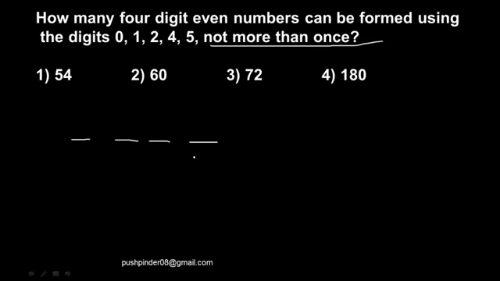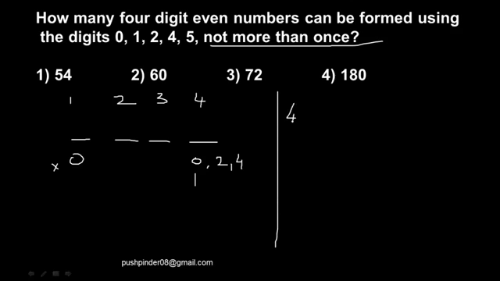So over here you can use 0, 2 and 4. Over here you can't use 0, right? Now let me assume I use 0 here. Let me call this slot number 1, slot number 2, slot number 3 and slot number 4. If in slot number 4 I give 0, then how many ways can I fill slot number 1? If I give 0 to slot 4, I can fill slot 1 with 1, 2, 4 and 5. That means there are 4 ways.